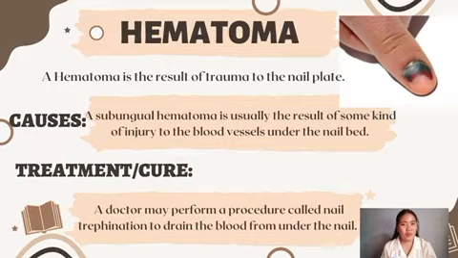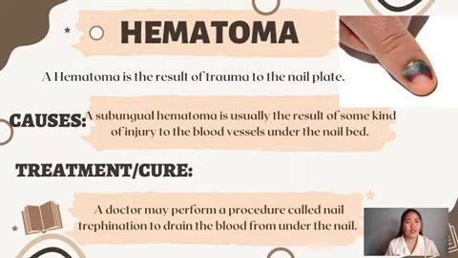Hematoma. A hematoma is the result of trauma to the nail plate. So it can happen from simply trapping your finger or toe in the car door, to friction from improperly fitting or too tight shoes, to sports-related injury. So the cause of a subungual hematoma is usually some kind of injury to the blood vessels under the nail bed. For example, the blood vessels can break and leak blood into the area underneath the nail when a door slams on a finger or a heavy object crushes a toe.